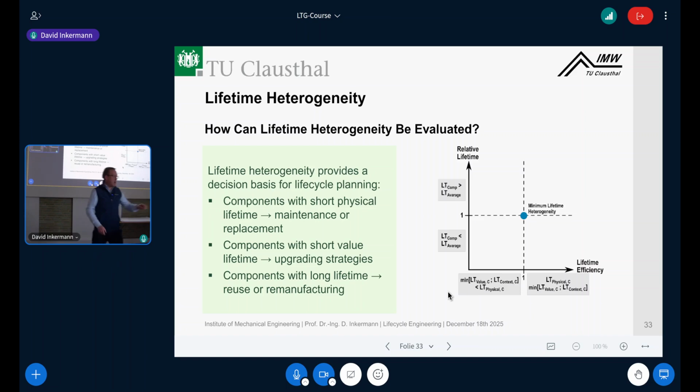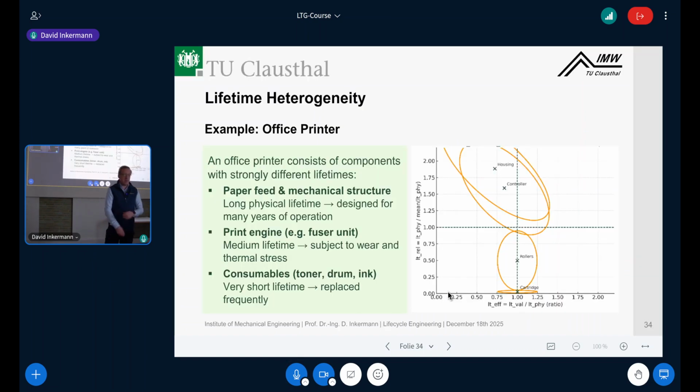I would like to give you one example to illustrate that concept in more detail. That's about an office printer. You see the same diagram as beforehand. On the horizontal axis, we have the lifetime efficiency. That points out how much of the lifetime that is available from a technical point of view is used. For instance, the roller or the cartridge is only relevant from the physical point of view. It's not generating any value, but the housing, for instance, would also be affected by the value lifetime.